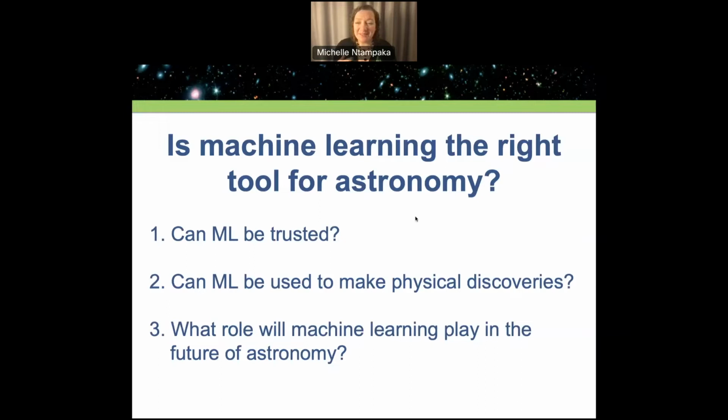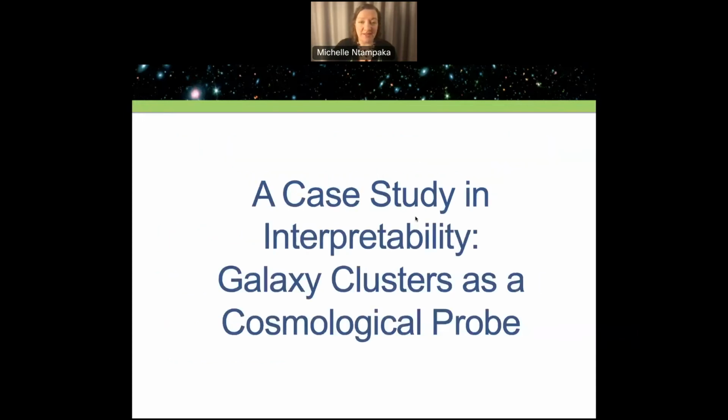On longer timescales, say the next 5 to 10 years, we should be looking at whether machine learning can be used to make new physical discoveries. And then even farther out, we should be exploring what role will machine learning play in the future of astronomy. So these are the three questions that I'm going to explore today. With these first two, I'm going to look at a very particular case study. So this is a case study in interpretability. We're going to look at galaxy clusters as a cosmological probe.